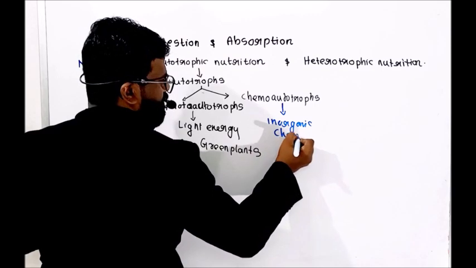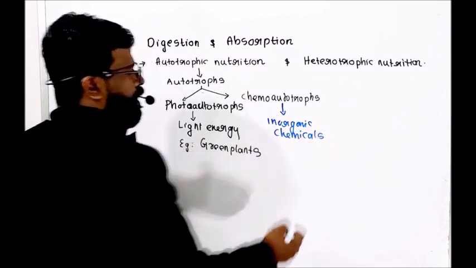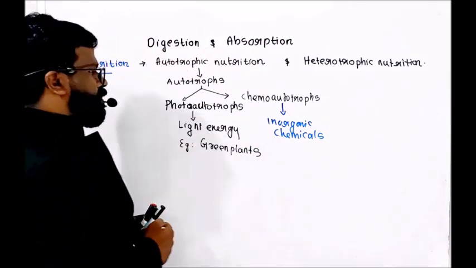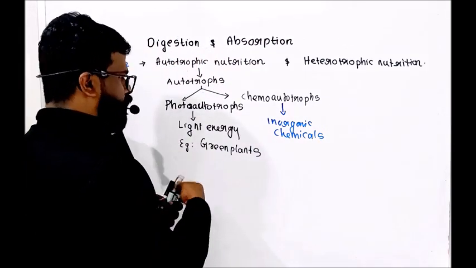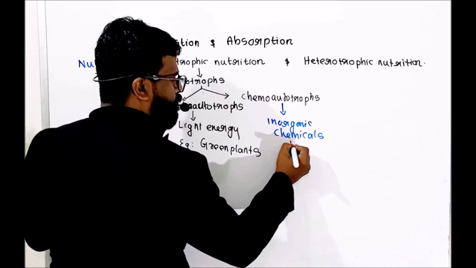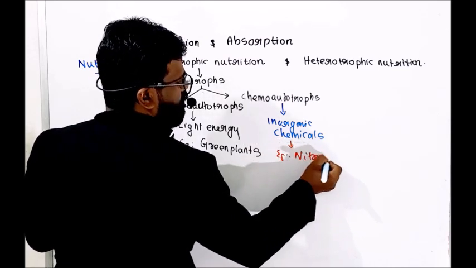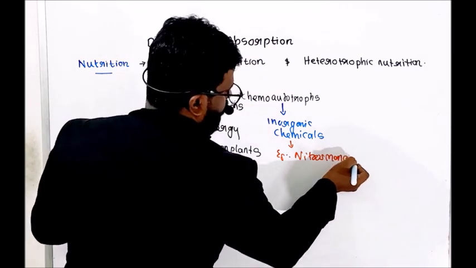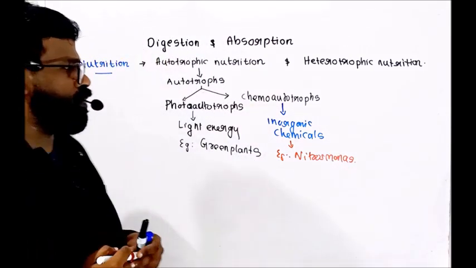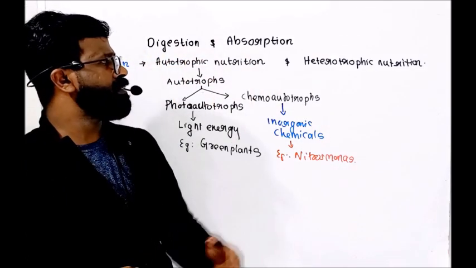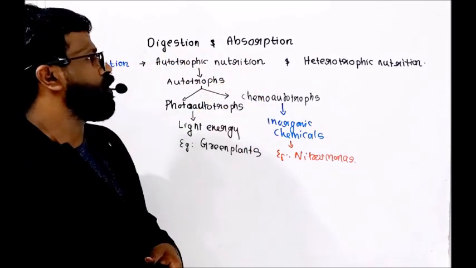Chemoautotrophs use some inorganic chemicals for the synthesis of their own food materials. They are called chemoautotrophs. An example of chemoautotrophs is Nitrosomonas. So they are collectively called autotrophs and their nutrition is autotrophic.